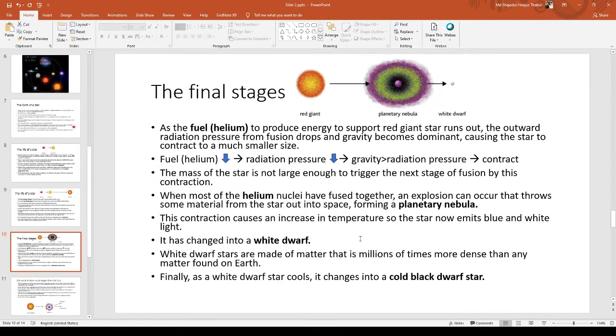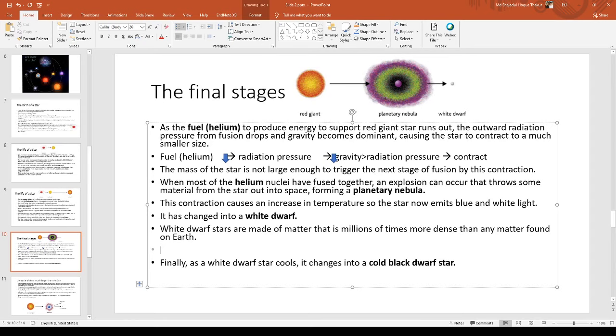So white dwarf stars are made of matter that is millions of times more dense than any matter found on Earth. We know this, right? We just heard it 100 million times. Okay, I'll write it here. Why is that? My question is, why is a white dwarf star so dense? Because why is always the best question to ask.